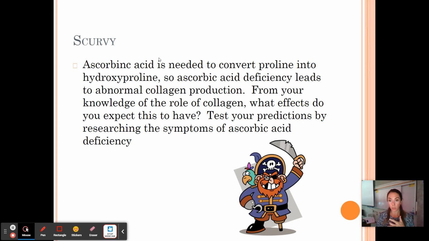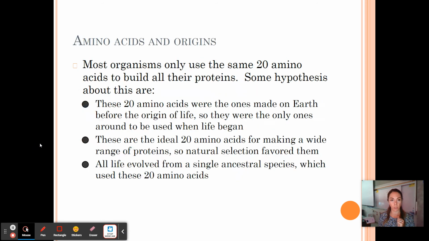I want you guys to look up scurvy and see what you think would happen, how scurvy is caused, and what the symptoms associated with it are. This is also on your worksheet. Look at who suffered from it a lot, why they suffered from it, what they weren't getting in their diet, and how that could be possible. So make sure that's on your worksheet as well.